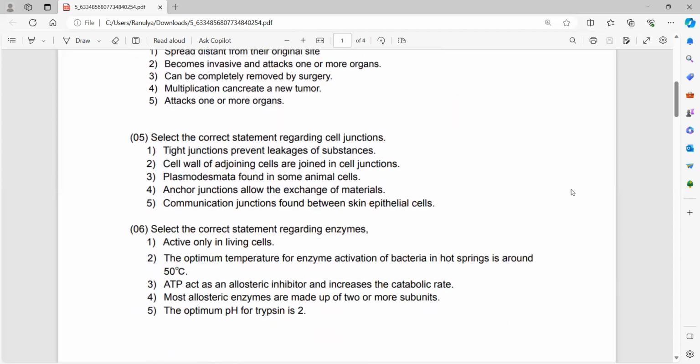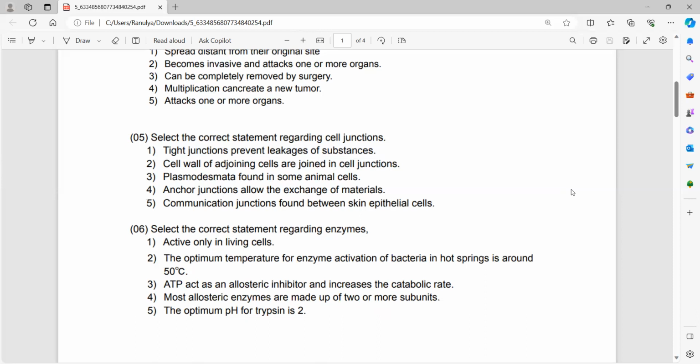Question number 5. Select the correct statement regarding cell junctions. What are cell junctions? Cell junctions are structures at which neighboring plasma membranes are joined. They also interact and communicate via sites of direct physical contact, right? It connects the internal chemical environment of adjacent cells. So cell junctions are structures at which cytoplasm of adjoining cells are joined. And there are 3 types of cell junctions in animal cells: tight junctions, anchor junctions, and gap junctions.